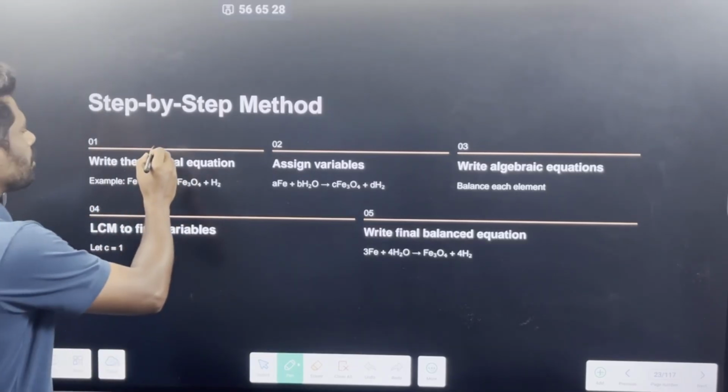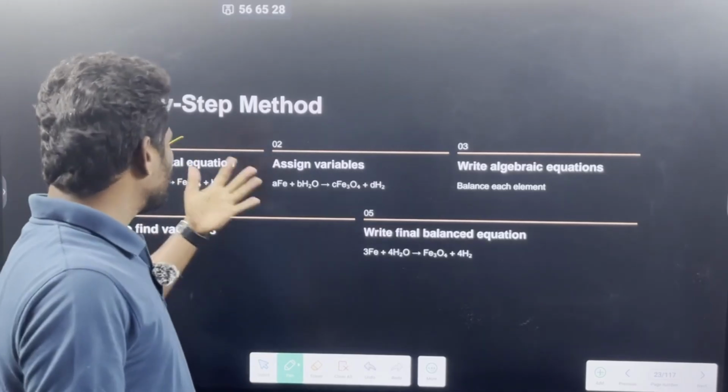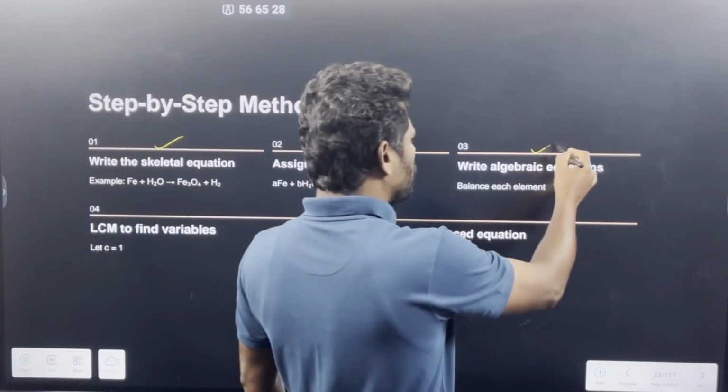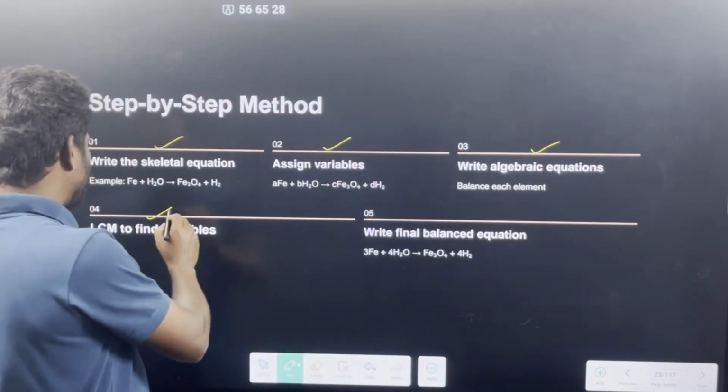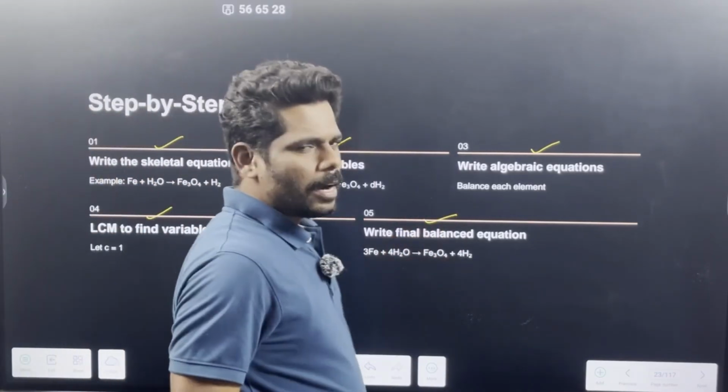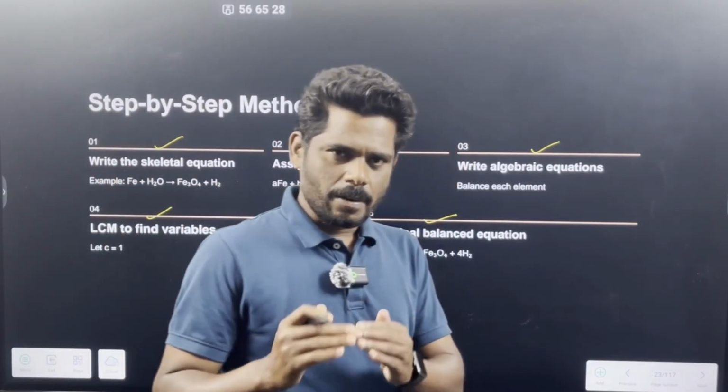So there are simple 5 steps. What are those? Writing the skeletal equation, first step, assigning the variables, writing the algebraic equation, finding the values of variables with the LCM method, and finally writing the balanced chemical equation.